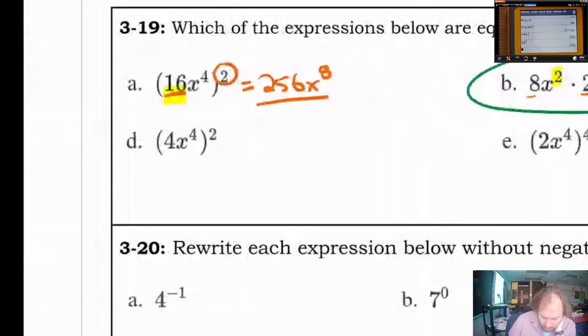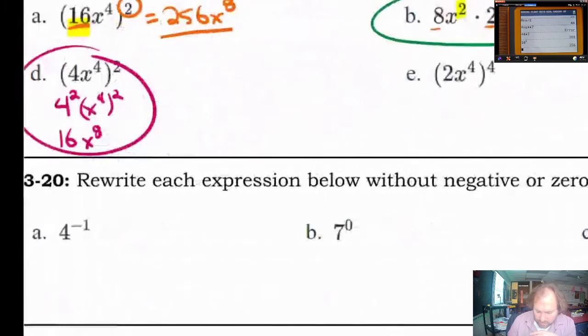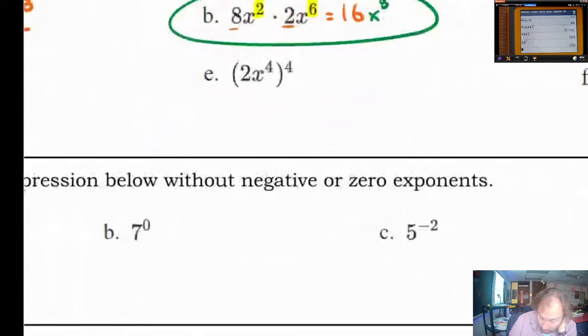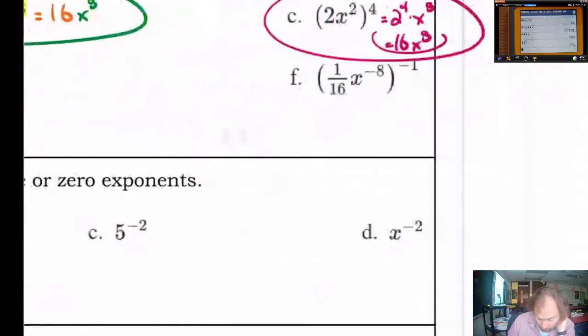Question D, same exact thing as the previous question. Here you have 4 squared times x to the 4th squared. Might be a good way to think about that. 4 squared is 16. That's x to the 8th, so that's a yes. E is almost there. You have the 2 to the 4th power. That will be 16, but x to the 4th will be x to the 16th power, and that's unfortunately going to be a no.